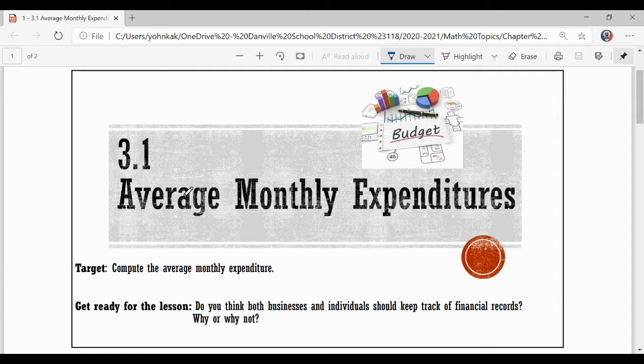Do you think both businesses and individuals should keep track of financial records? Why or why not? The whole point of this section is to get you thinking about how much money you're going to be spending every month, and keeping track of your expenses from month to month could help you budget in the long run for different things that you might want.